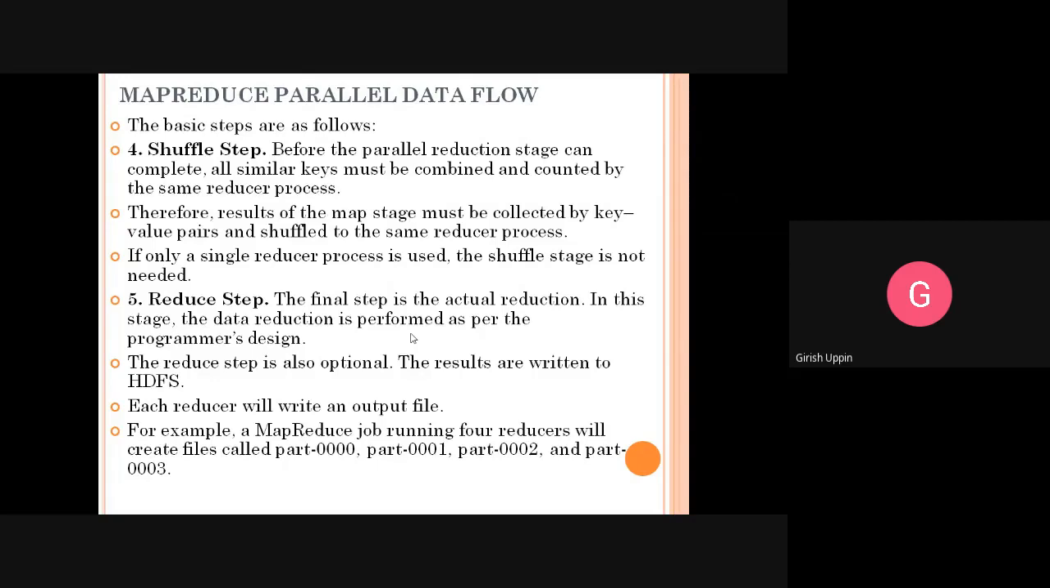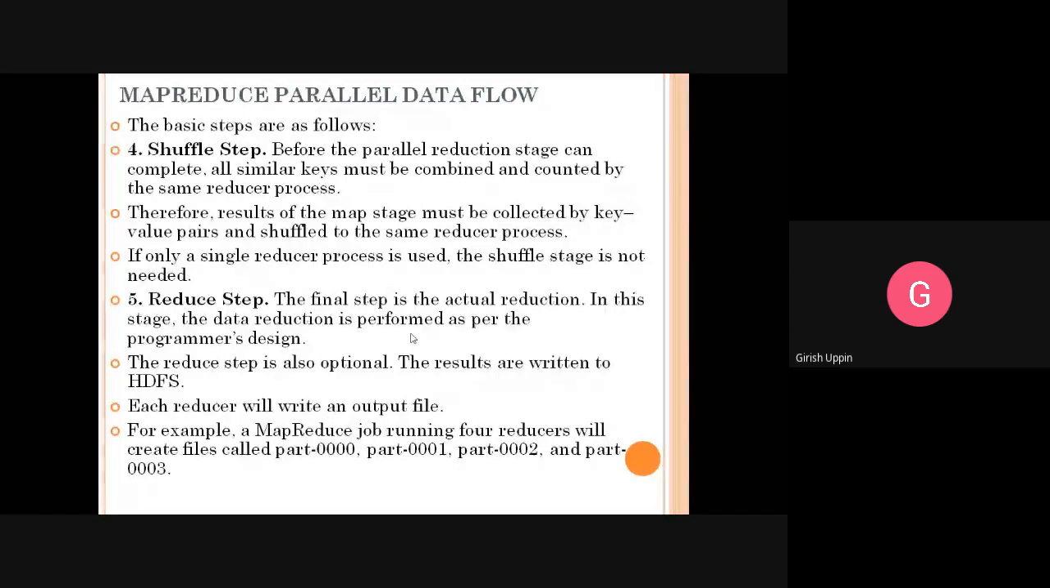Then comes the final step, the reduce step. The final step is the actual reduction. In this stage, the data reduction is performed as per the programmer's design. So whatever the programmer's design is, the reduce will happen accordingly. The reduce step is also optional.